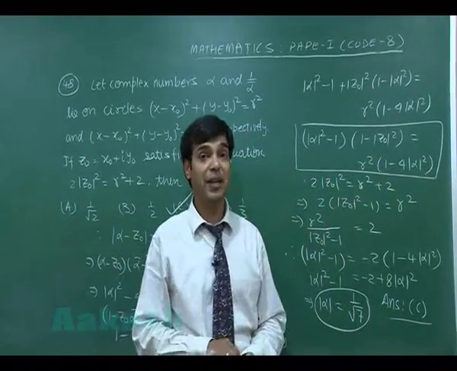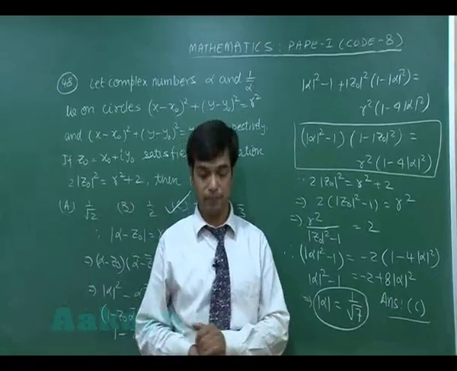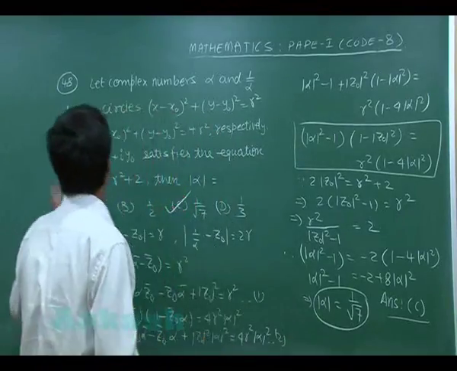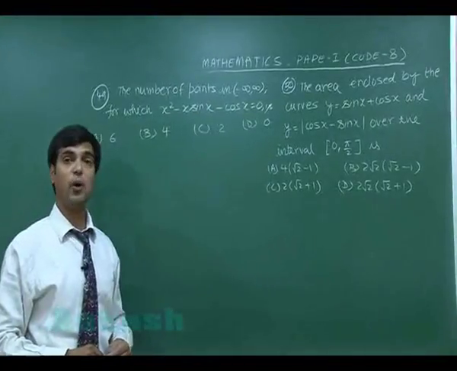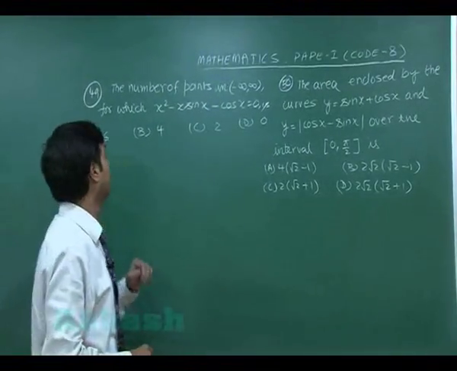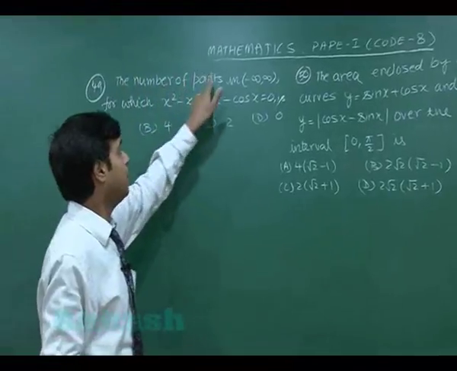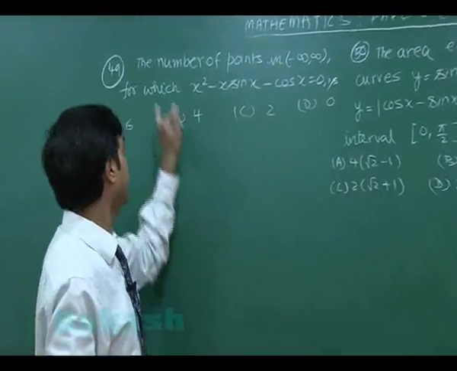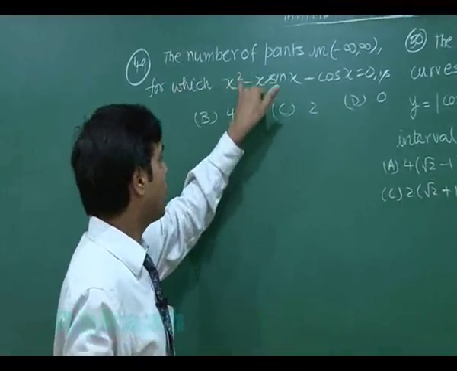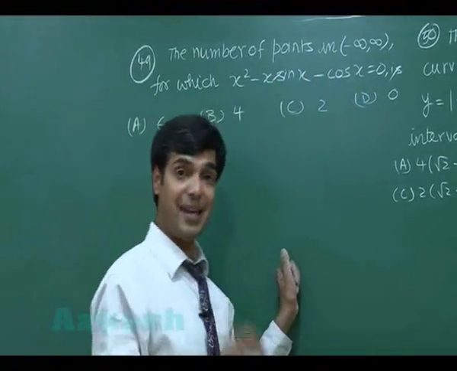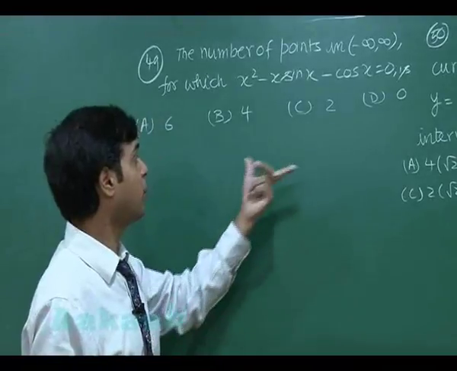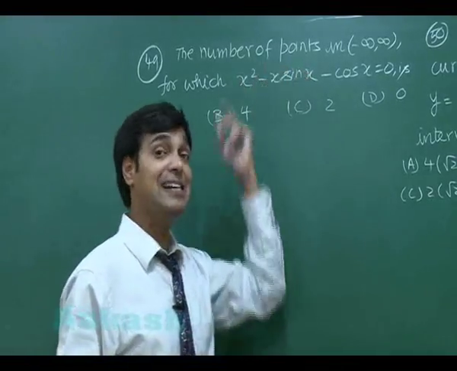Fine, let's go to the next question, that is 49. Okay, let's talk about question number 49. The number of points in minus infinity to infinity for which x square minus x sin x minus cos x is 0 is. So I have to find the number of points for which this equation is satisfied.